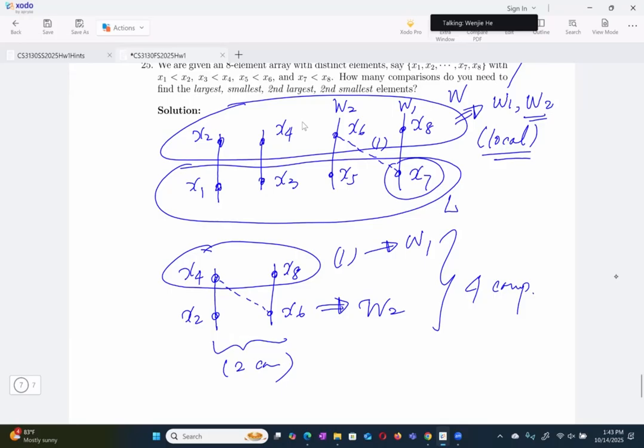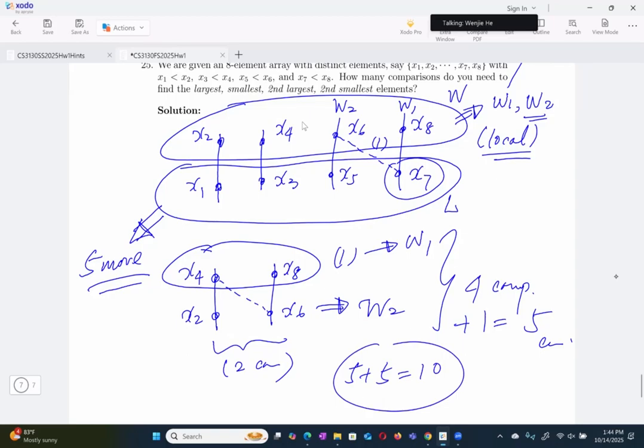Then this is extra, X7, X6. So 4 plus 1, you need 5 comparisons to get the largest and second largest. Then for the lower half, same 5 comparisons, right? 5 more. Lower half, upper half, symmetric. So 5 plus 5, you get 10. 10 is the answer. So that's the solution.